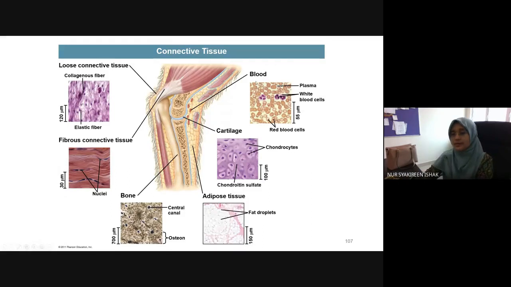And then you have blood. Okay, so blood consists of plasma, which is the extracellular matrix of blood. And then the cell of the blood, you have white blood cells, red blood cells, and also platelets. Okay.